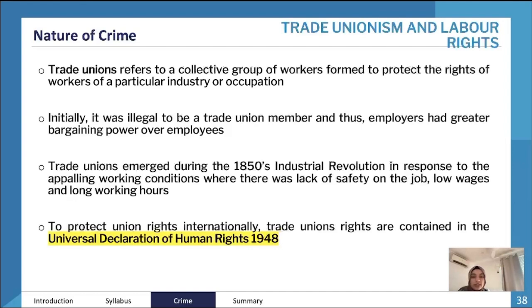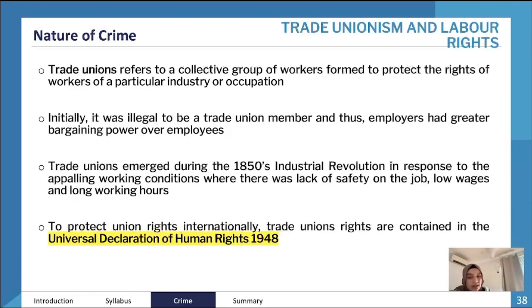was a really, really horrible time for employees and for people who went out to work, because they were put into horrendous conditions. A lot of child labor was being utilized. There were very low wages, there was no safety, and there were long hours. So it was really just not a great time to be an employee.